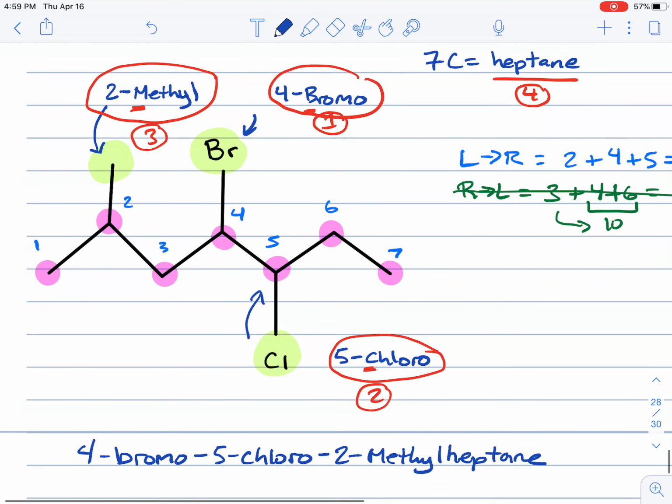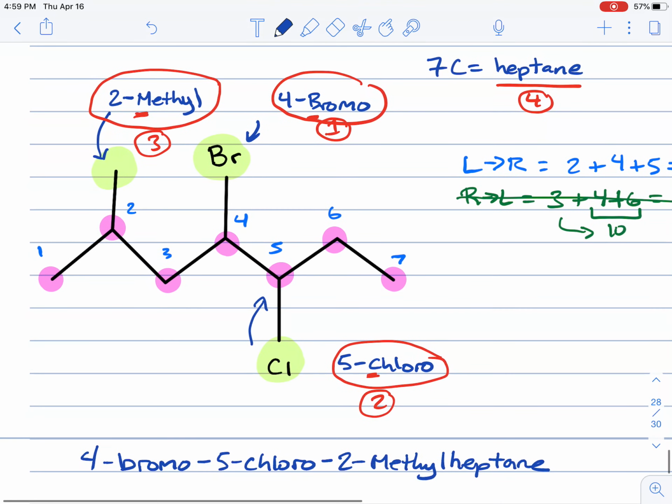Hopefully you guys understand how to incorporate the halogens into naming your alkanes. In the next video, we're going to take a look at cyclic alkanes and how to name them. All right, see you guys.